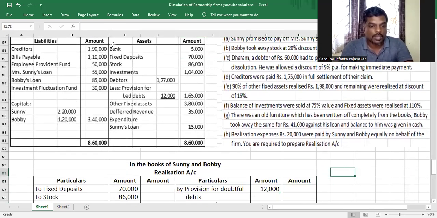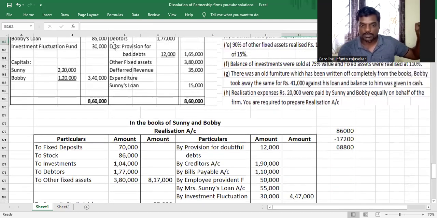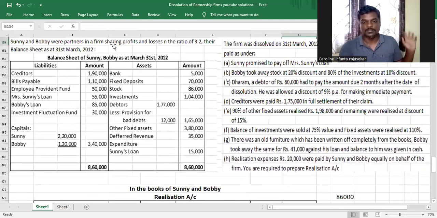What is the total value of stock here? 86,000. On this, Bobby got 20% discount. So 86,000 into 20%, the total discount amount given was 17,200. So Bobby took the stock for 68,800. That's all. So one part of that sentence is over. Now coming to the next part.